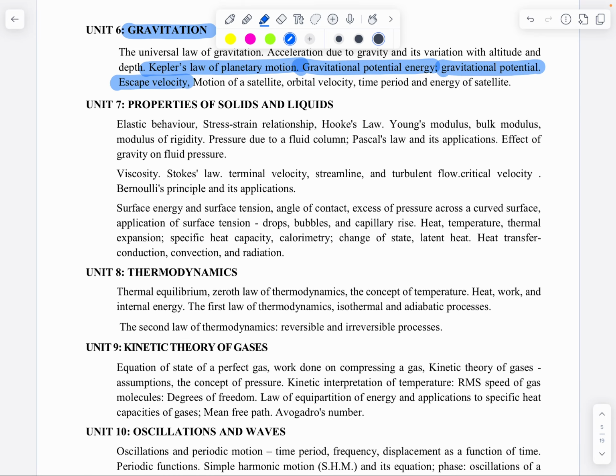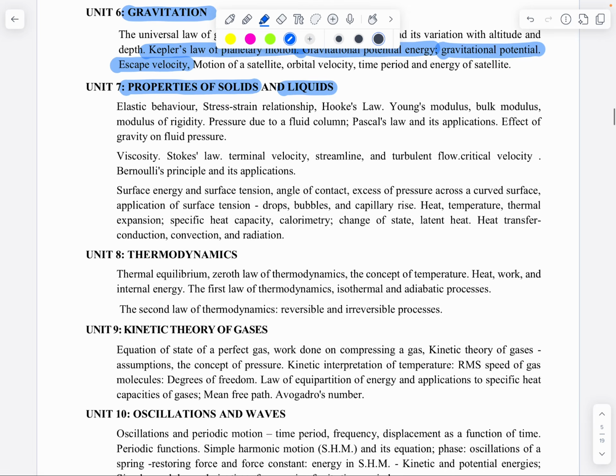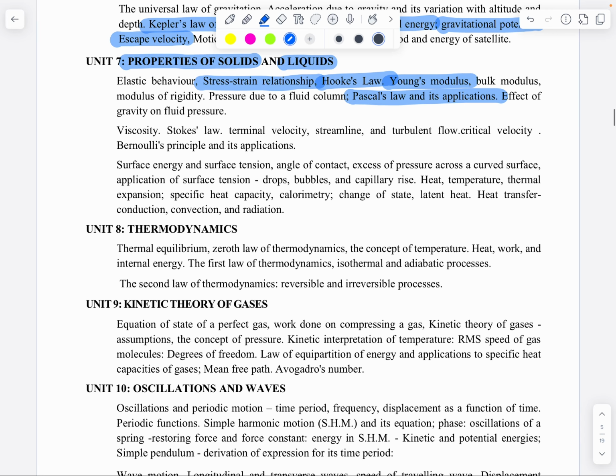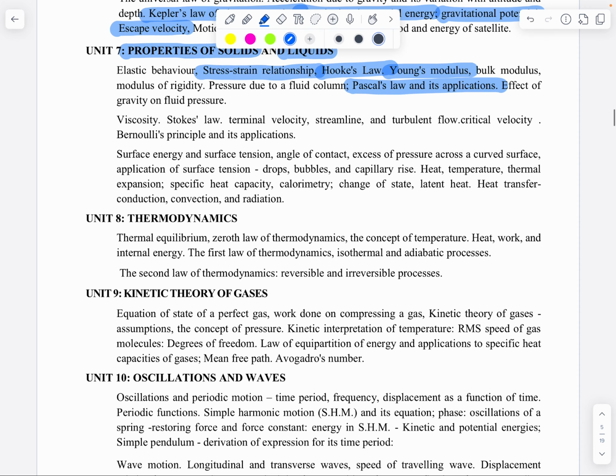The next unit is mechanical properties of solids and liquids. Here in the solids part we can see the stress strain relationship, Hooke's law, Young's modulus. These are the important topics. Also Pascal's law and its applications is important. From the liquids point of view, Stokes' law, terminal velocity, Bernoulli's principle and its applications is the most important topic of this chapter. Also the surface tension and surface energy part is important.